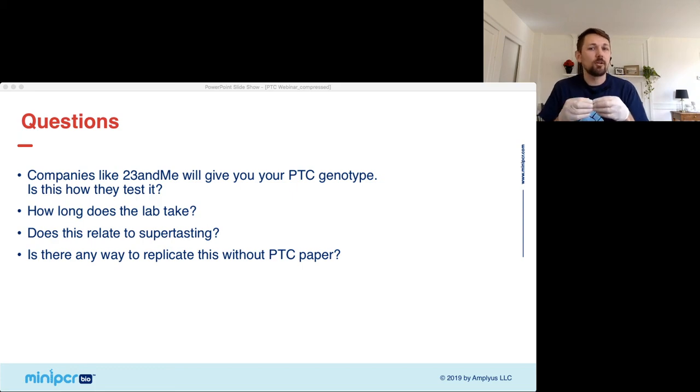So companies like that, they don't actually sequence your DNA. They just measure you at tens of thousands of different SNPs along your genome, and that gives them enough information that they can start to give you genotype information.